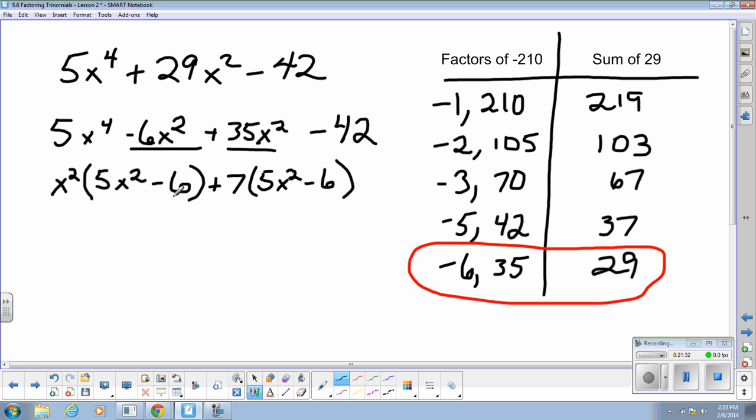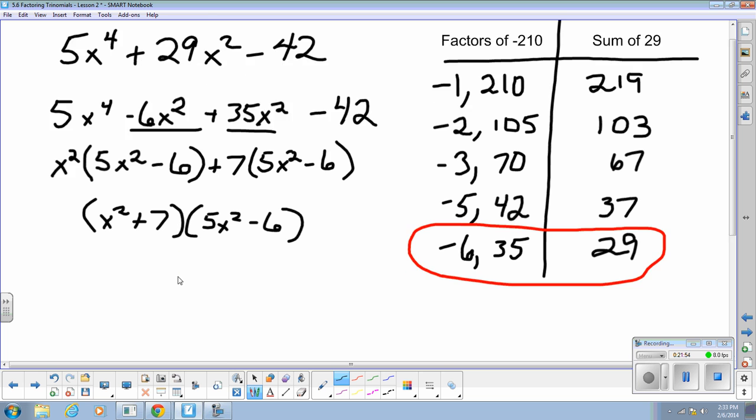Now, I will put my two binomials together. Since I have a common factor, that means I can add the first terms on the outside. I'm going to go parentheses, x squared plus 7, times 5x squared minus 6. All right, lots of detail there.